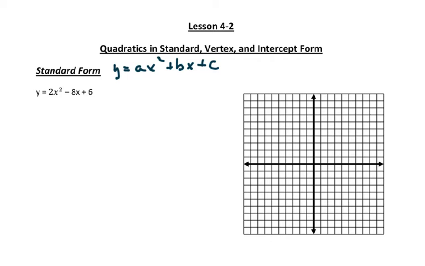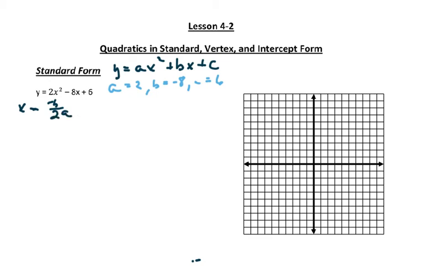So you can see right here that in this form that it's been given to us in, we've already identified our a, which is 2, our b, which is -8, and our c, which is 6. So we're going to use our formula that we already know to find the vertex, which is x equals -b over 2a.